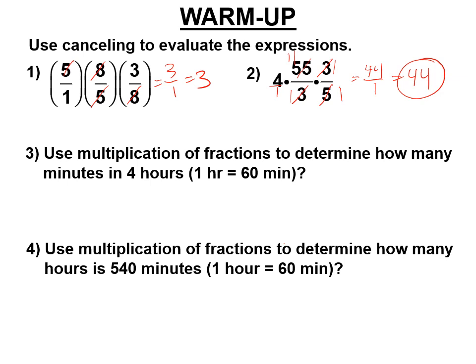Use multiplication of fractions to determine how many minutes in 4 hours. All right, so you have 4 hours. Right? And then 1 hour, got to cancel hours, equals 60 minutes. So it's 4 times 60, or 240 minutes. 240 minutes in 4 hours.